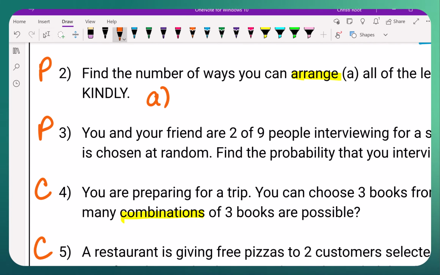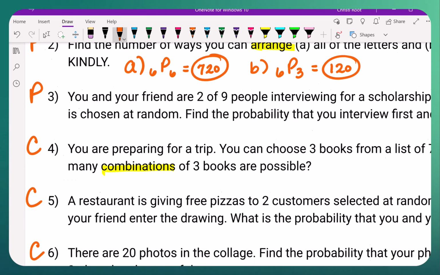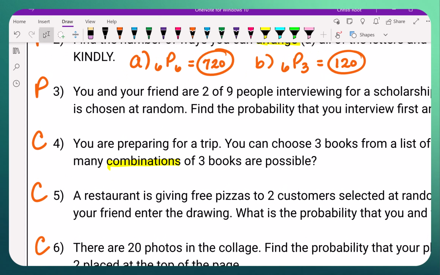So let me go ahead and finish all of these using the numbers. Okay, question number 2. I've got 6 letters, and I'm picking 6, and then that should give you 720. Now, if I'm going too fast on the video, just pause it, practice it, type it in your calculator, and just make sure it's working out. Okay, B is 6, but this time we're only picking 3 out of the 6 letters, and that's going to give you 120 on your calculator. Okay, question 3, we're doing 2 out of 9, so I'm going to start with 9, and I'm picking 2. And that gives you 72 possibilities.